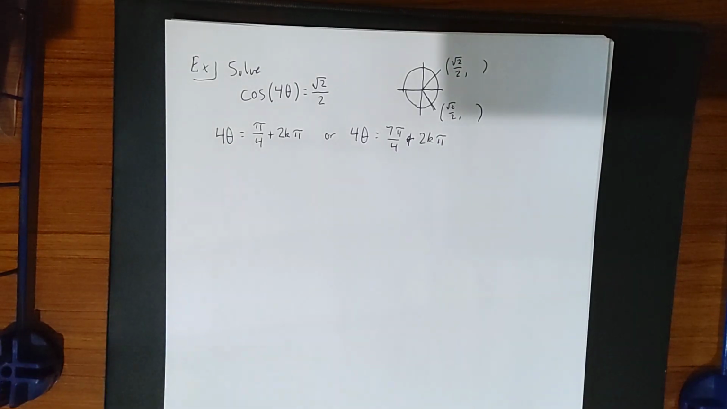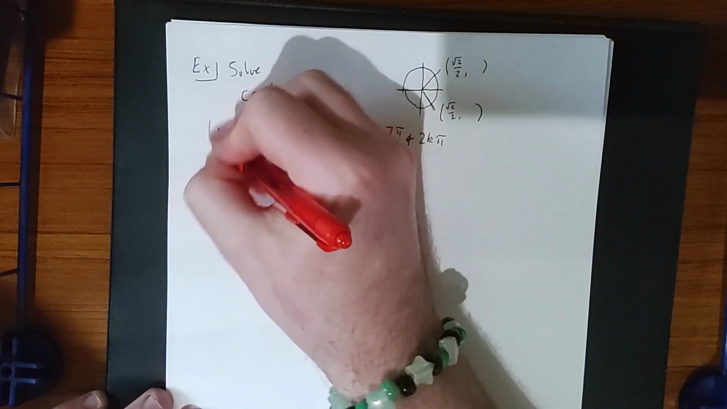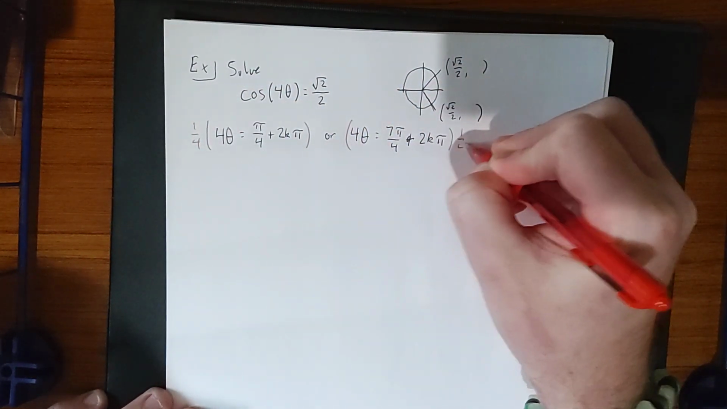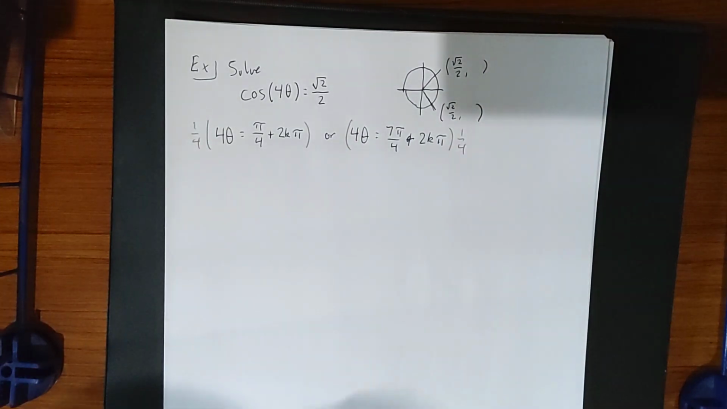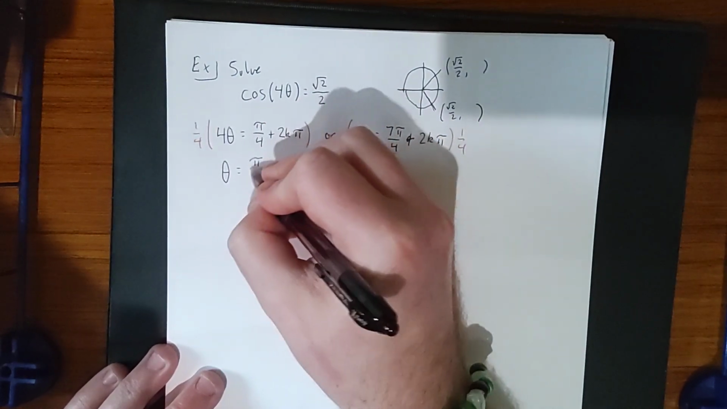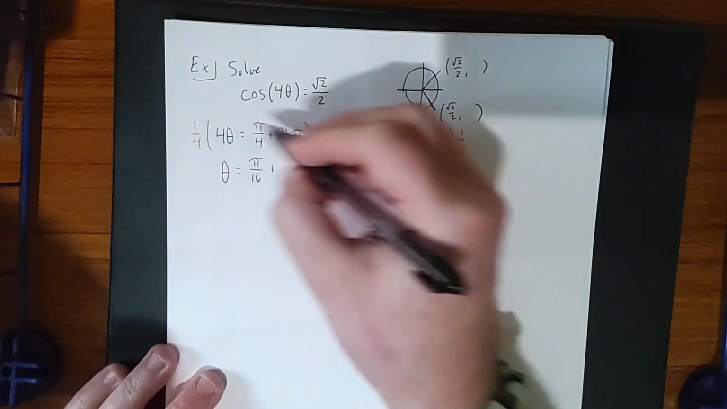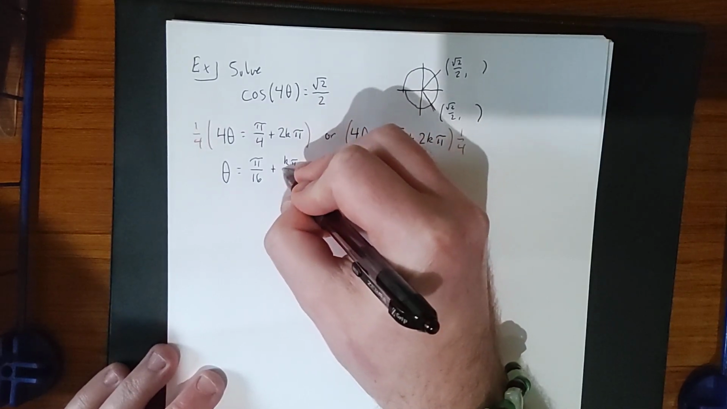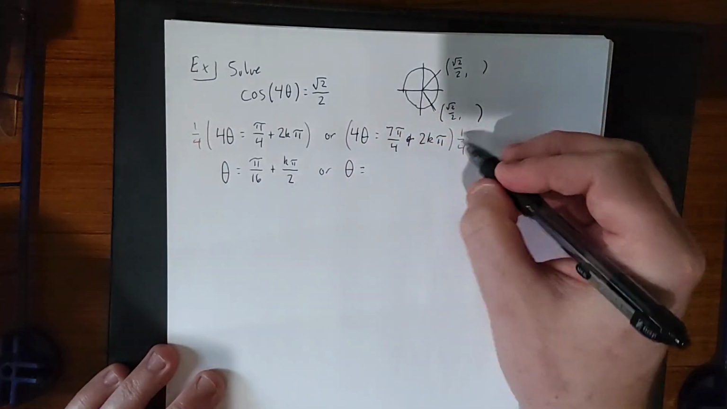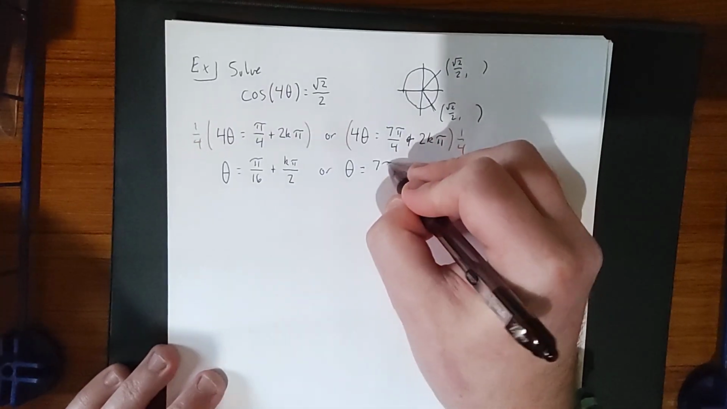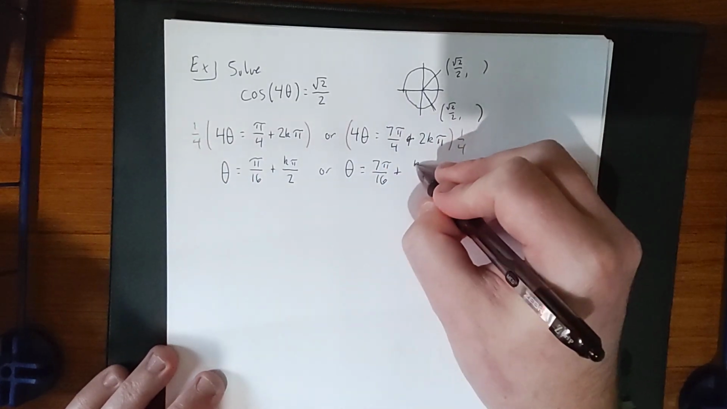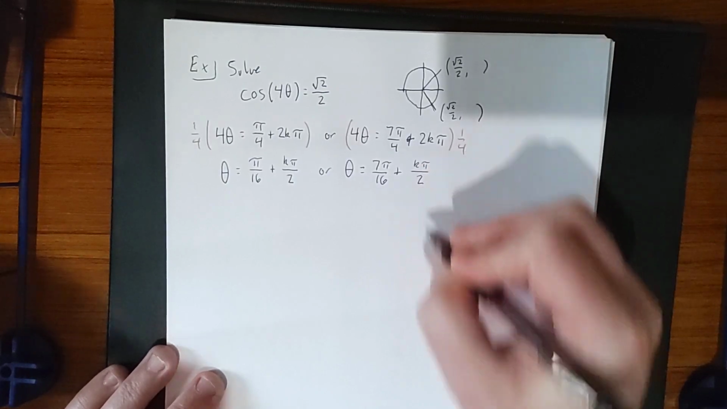Next, we'll finish solving for theta in both of these equations by taking 1/4 of both sides of each equation. This will give us theta is equal to 1/4 of pi over 4 will be pi over 16. And reducing, this will be k pi over 2, reducing the 2 over 4 to an over 2. Doing the same thing in the second equation, 1/4 times 7 pi over 4, we get 7 pi over 16 plus 2k pi times 1/4 is 2k pi over 4. We reduce the 2 over 4 to get k pi over 2.